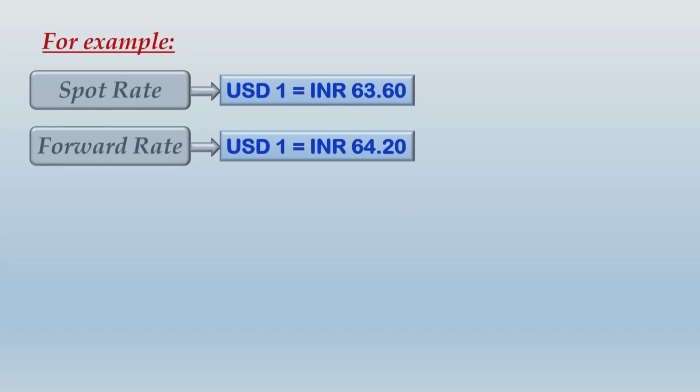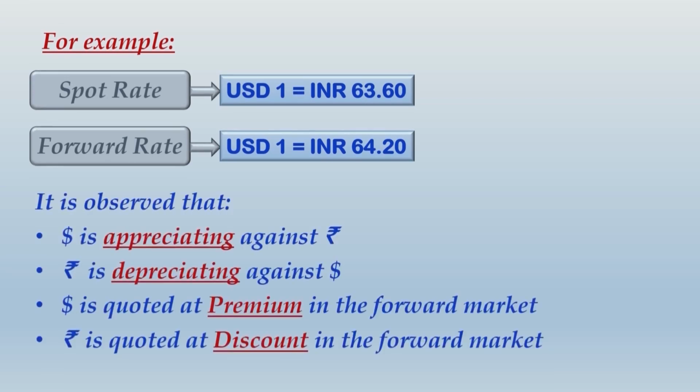Let us write down all the observations that we made just now from this example. It is observed that the dollar is appreciating against the rupee. Obviously, the rupee is depreciating against the dollar. The dollar is quoted at premium in the forward market and the rupee is quoted at discount in the forward market.